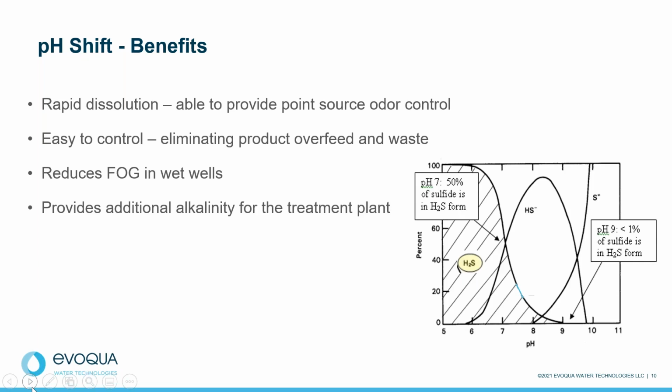Introducing a pH shift chemical can also reduce fats, oils, and grease in the wet wells. So if you're seeing issues with matting, Alkagen could help resolve those issues. Adding a pH shift chemical like Alkagen can also provide additional alkalinity into the wastewater, and that can be beneficial for a lot of the treatment plant processes downstream.